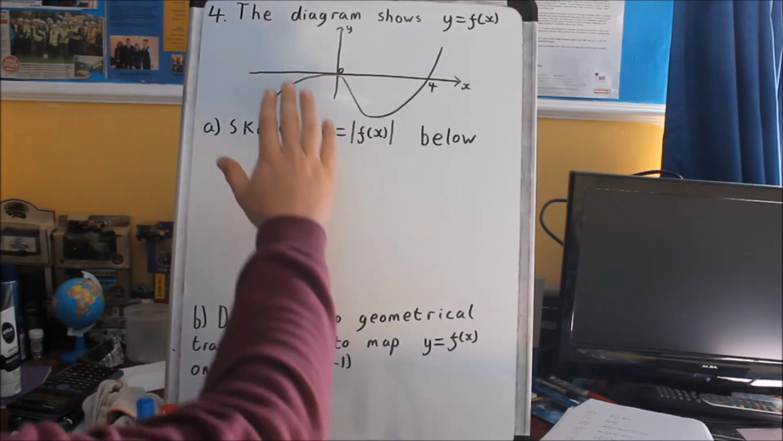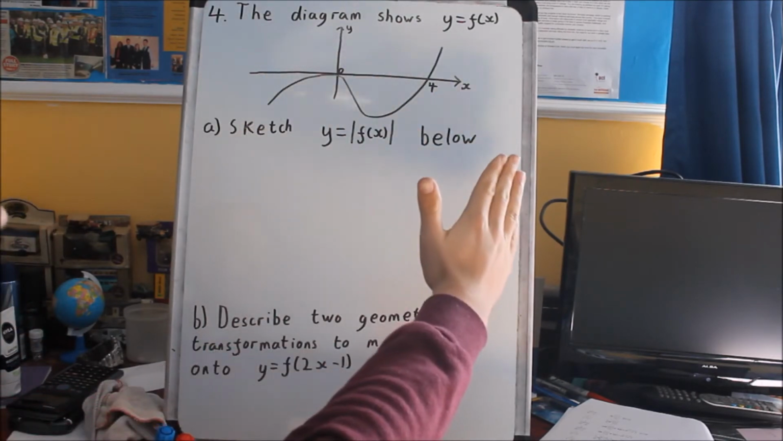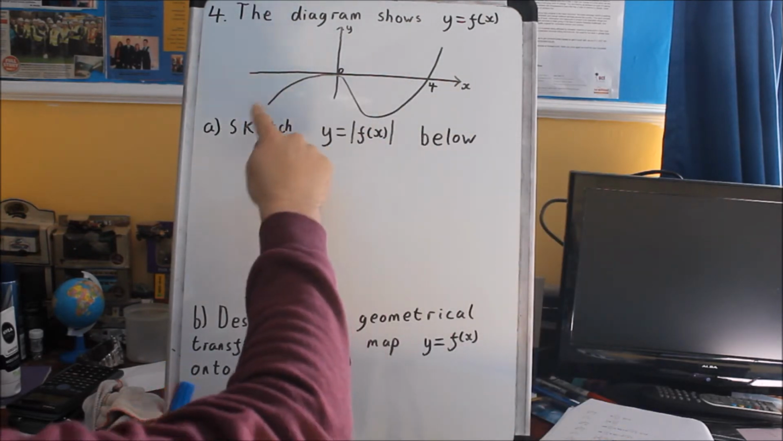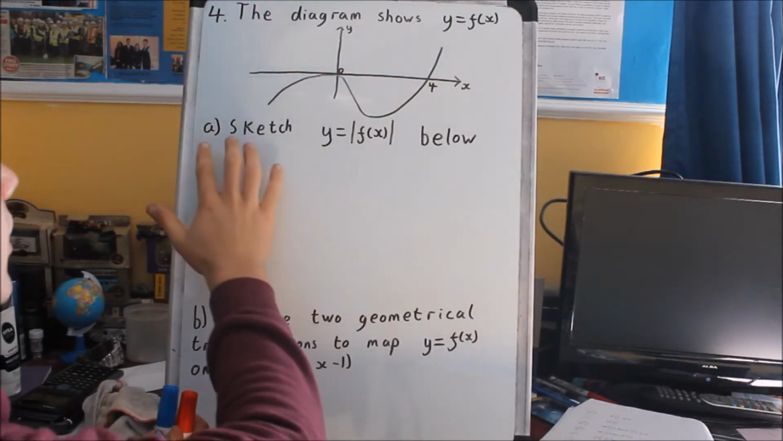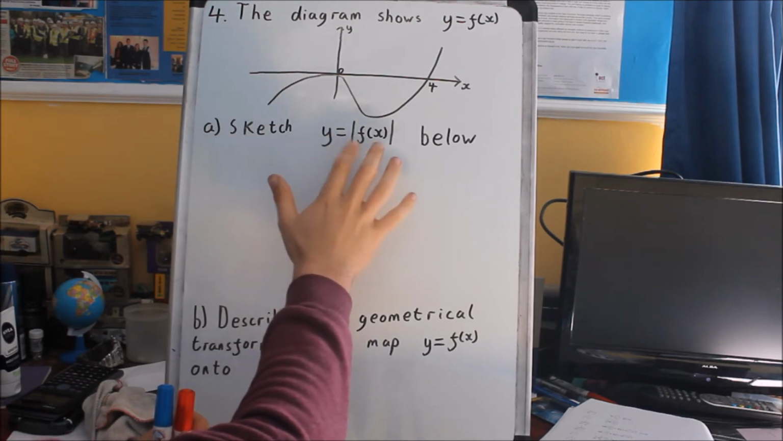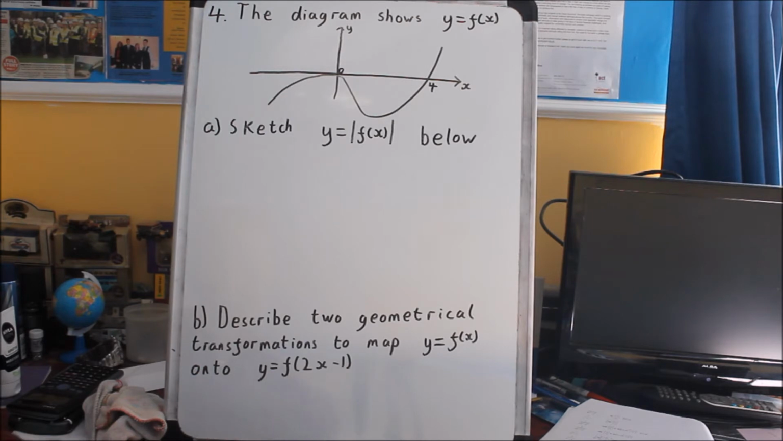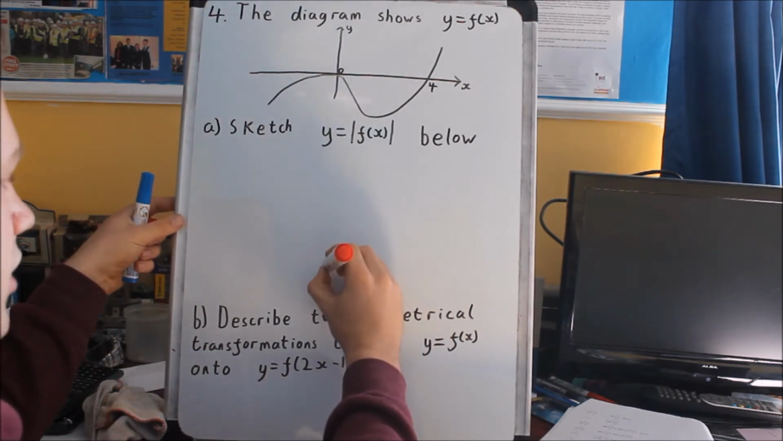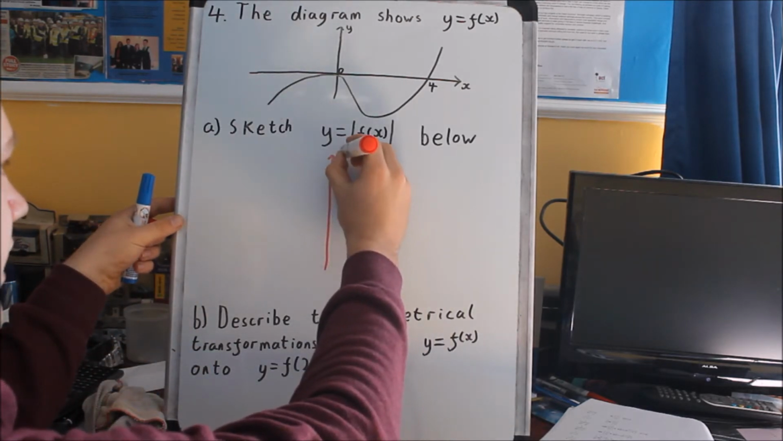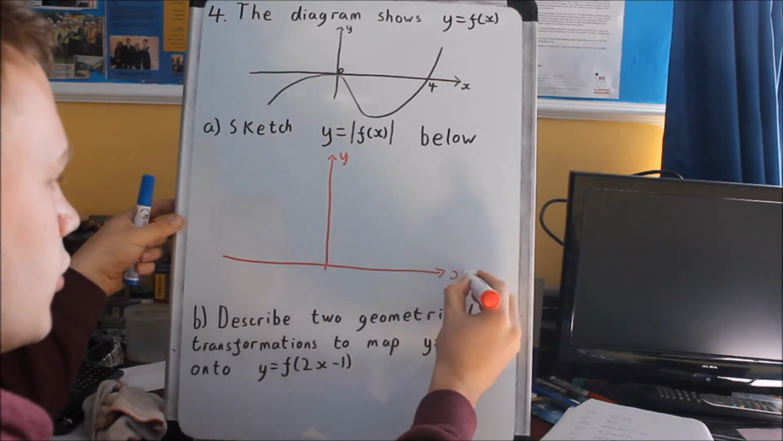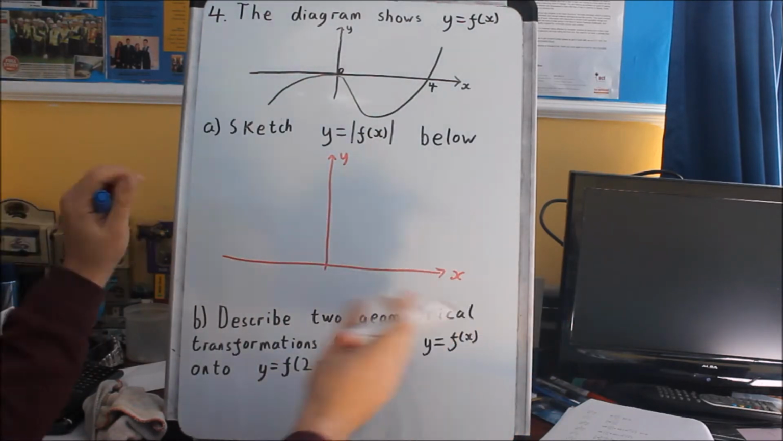So question 4, the diagram shows y equals f of x. We don't know what f of x is, but we know what it looks like. It looks like this. Part A says sketch y equals mod of f of x below. In your exam paper you would have an actual axis drawn for you. I'm going to draw it here on the whiteboard, but in your exam you would have it neatly there ready for you to draw.